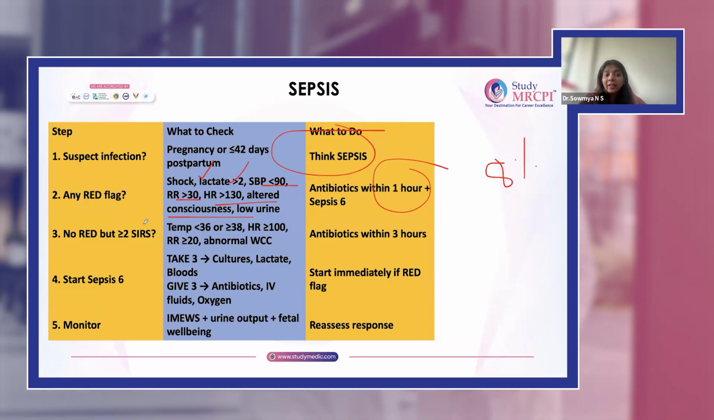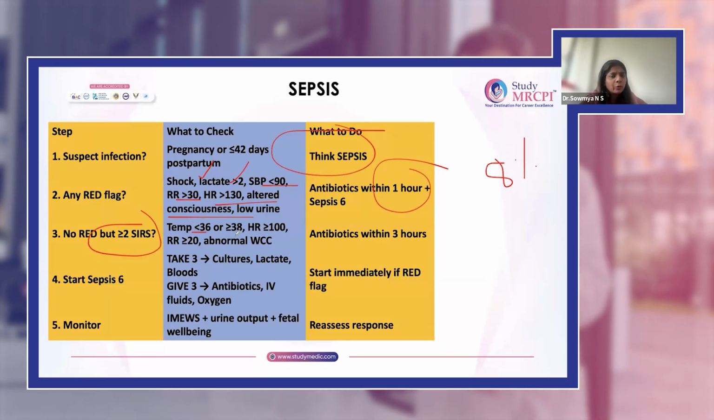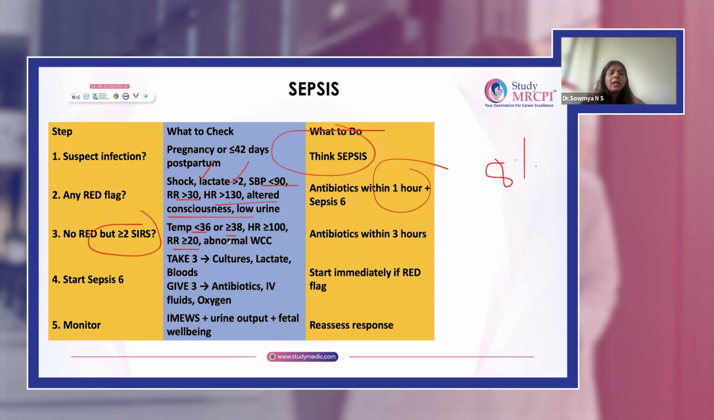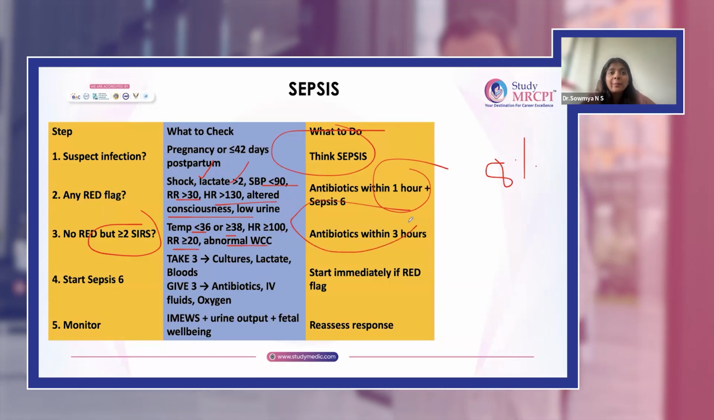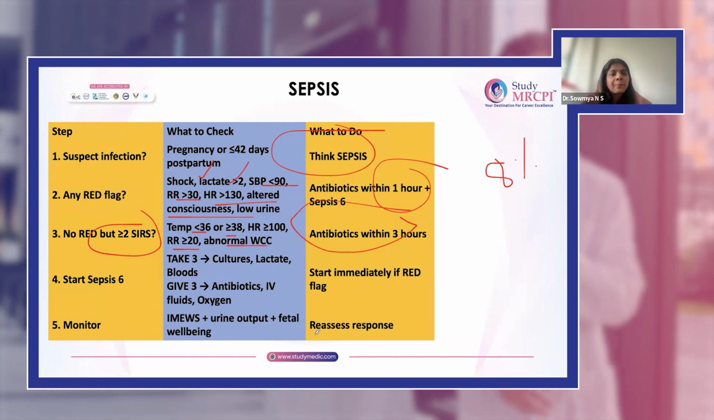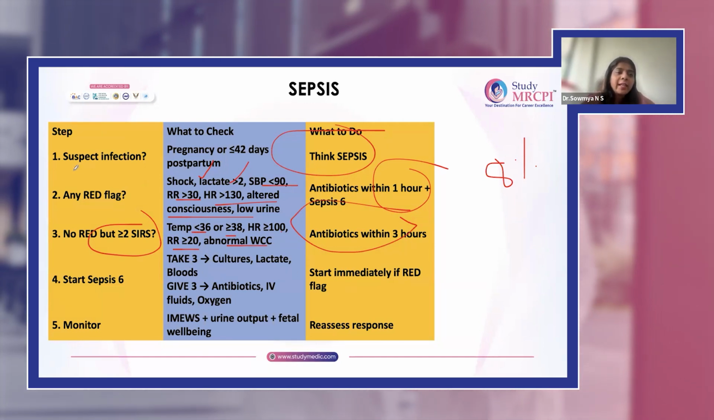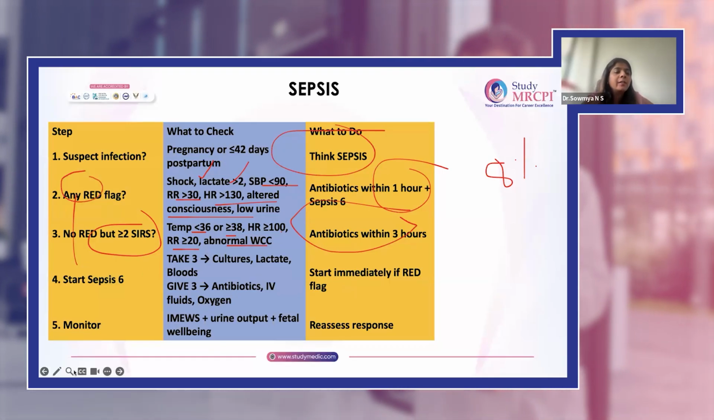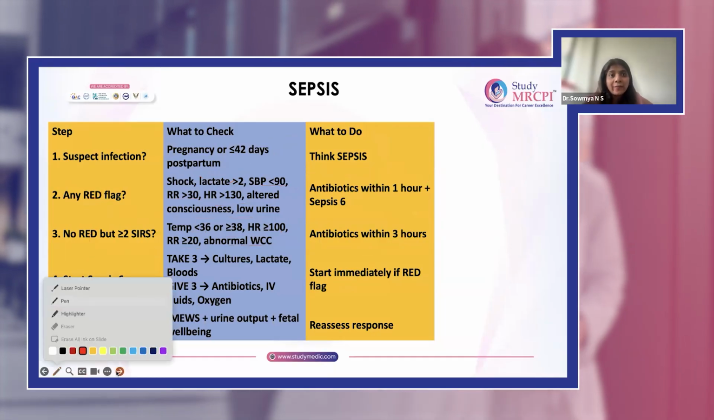But you don't see any red flag, but there are 2 or more SIRS criteria, like temperature less than 36 or more than or equal to 38, tachycardia, tachypnea, abnormal white cell count. Then you still need to give antibiotics, but they say you can take a relaxed 3 hours. This is not sepsis, this is SIRS. And start sepsis 6, which you are already aware of. If any red flag, you start sepsis 6. Take 3 and give 3. And monitor, of course, and know the source of the infection so that you can effectively manage.